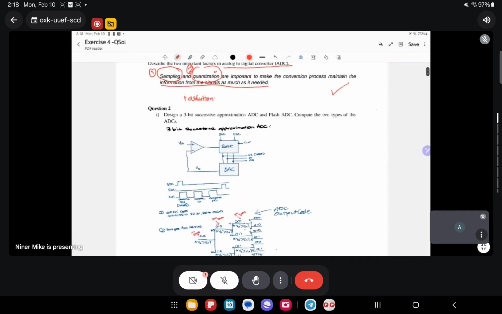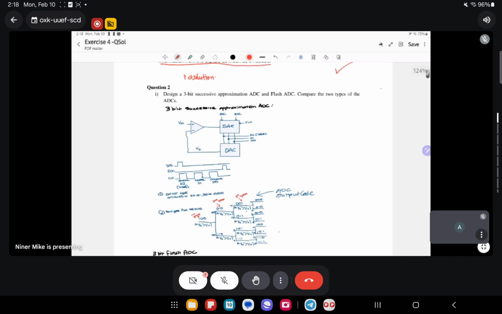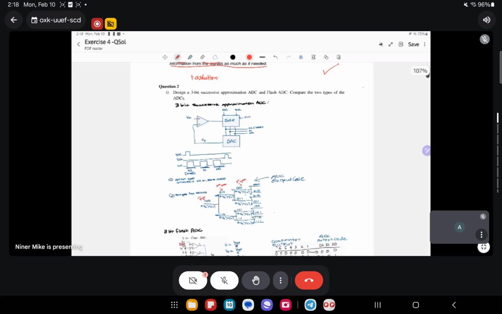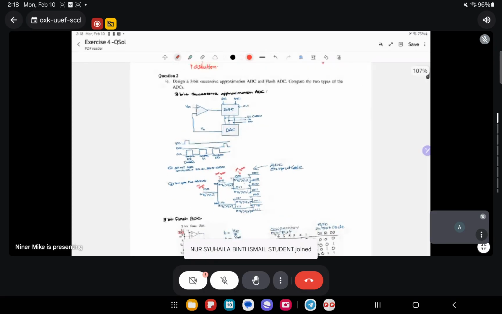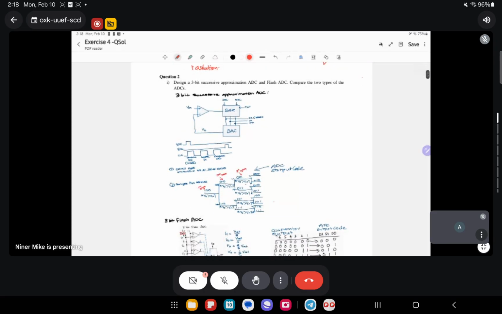Okay, question number 2. Design a 3-bit successive approximation ADC and a flash ADC and compare these two types of ADC. I'm not sure whether Dr. Tena has taught you this one, but it is available on the slide, so you can read it.